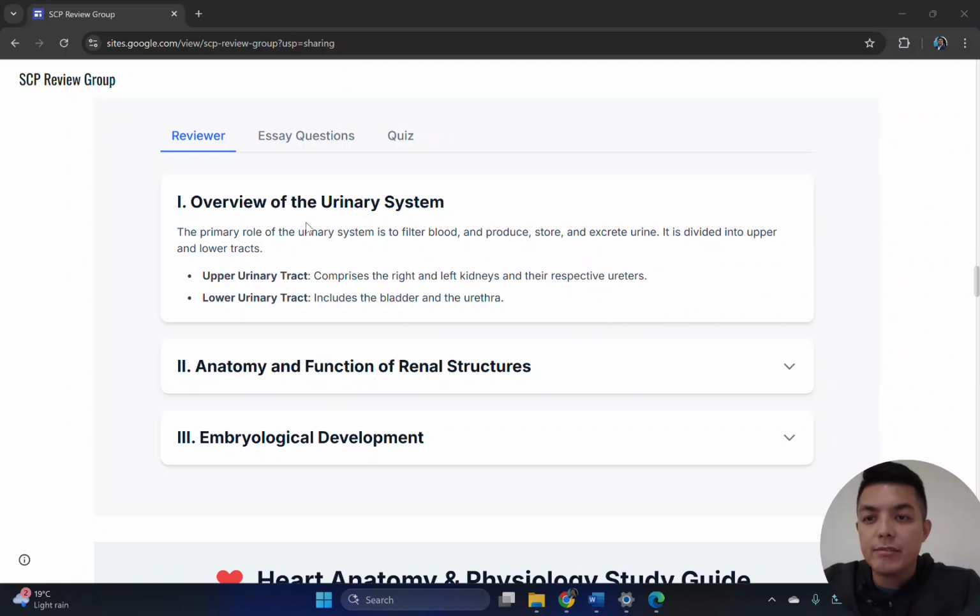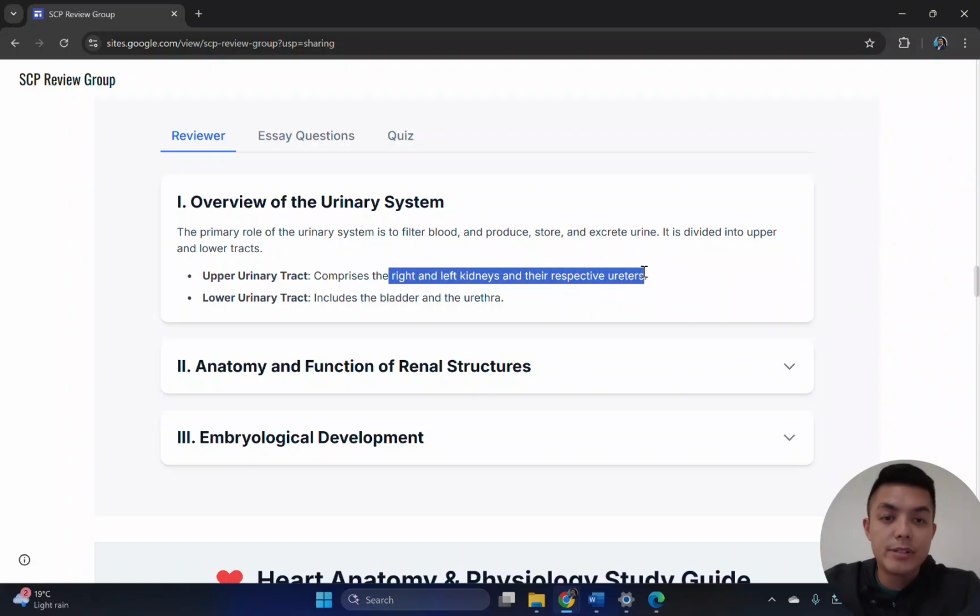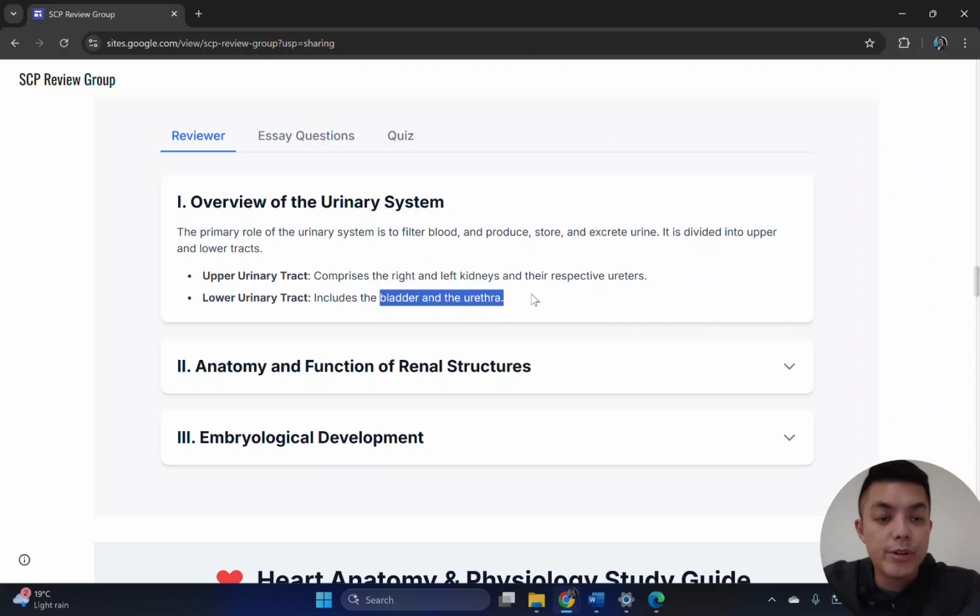So first is the overview of the urinary system. The primary role is to filter blood, produce, store, and excrete urine. It is divided into upper and lower tracts. The upper tract is the right and left kidneys and their respective ureters, so from the kidney going down to both left and right ureters. The lower urinary tract is the bladder and urethra. So that's where you can also classify lower and upper urinary tract infections, where it's coming from.